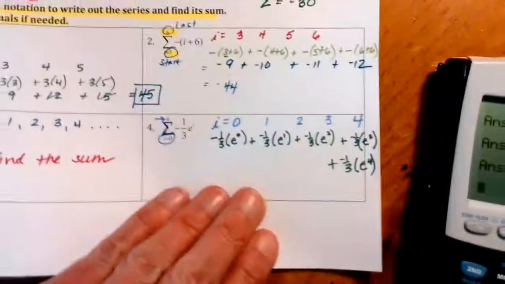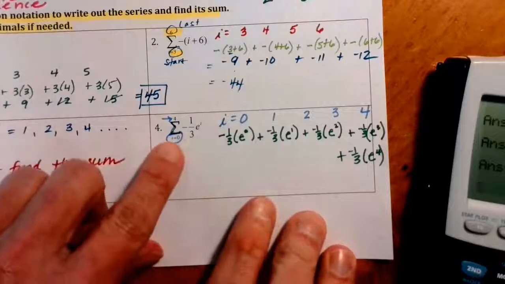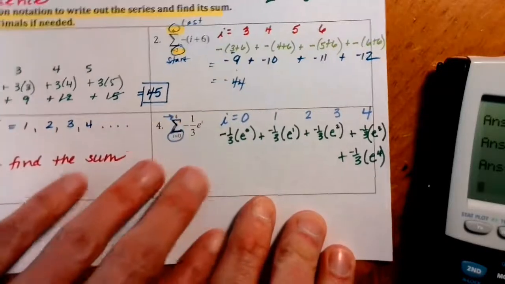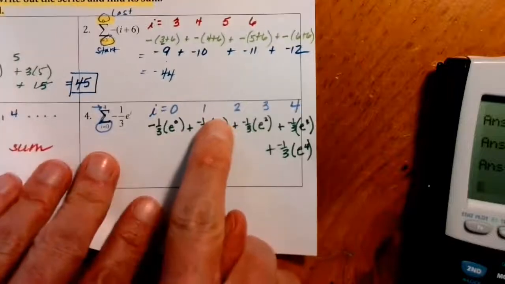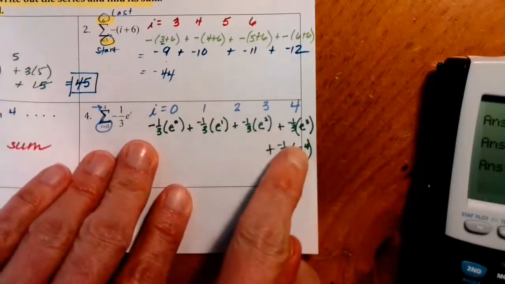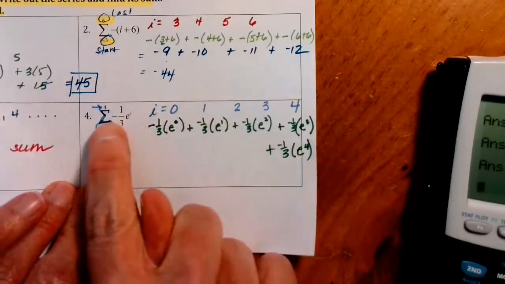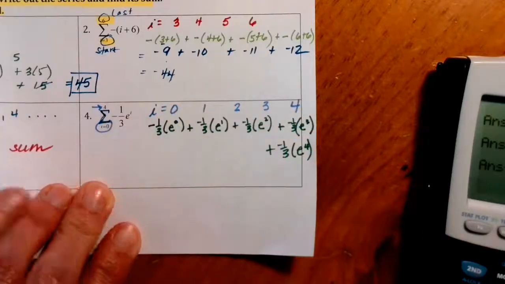Okay, you're done. Because here's how you know where to stop. You were told to do it from a value of 0 to 4. So here was e to the 0, here's e to the first, e to the second, e to the third, e to the fourth. And this funny looking symbol here says add them all up together.